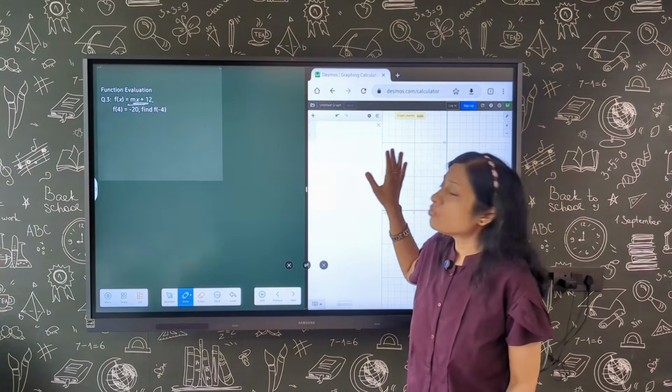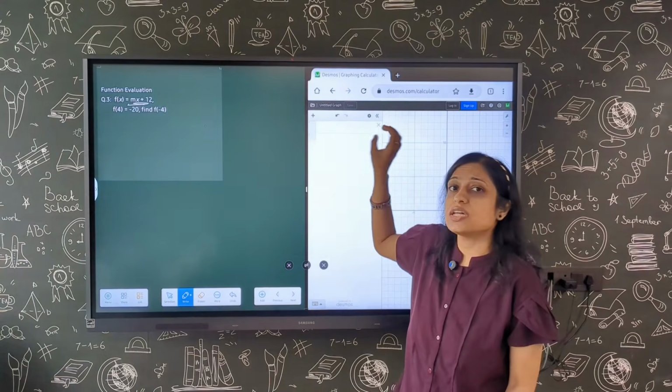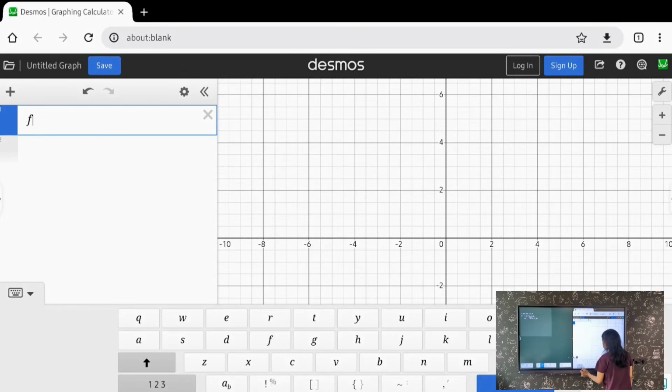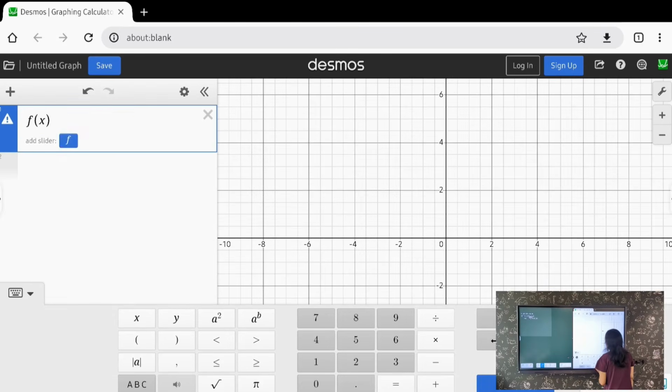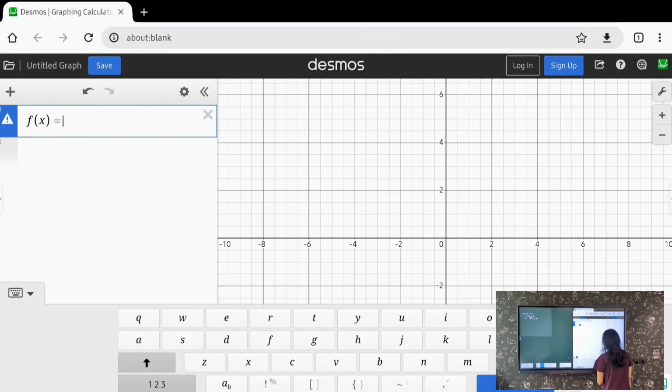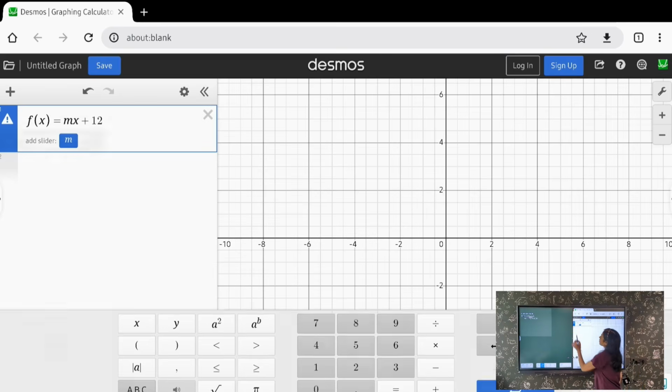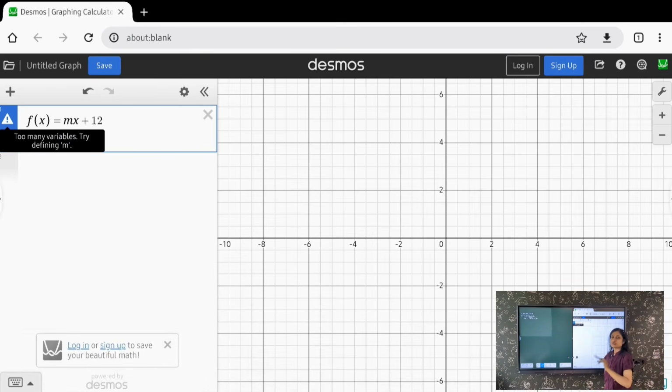But let's see what Desmos will do if you enter the equation the way it is here. So the moment you enter f of x is equal to mx plus 12, and see, we are not getting any graph. But look at this, Desmos is saying something. So in the exam, whenever you see this sign, just click on it and check what they are saying. They are saying too many variables.